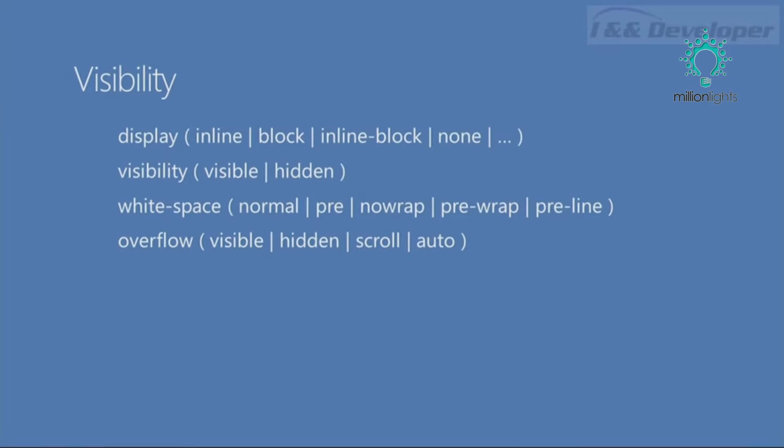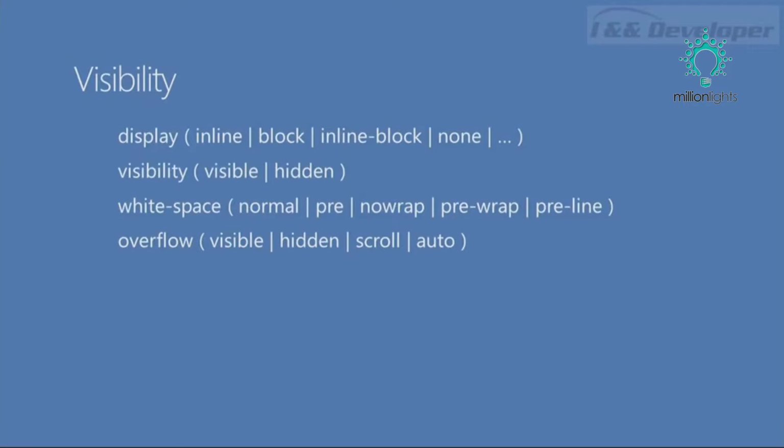Finally, we've got control over the visibility of all of these boxes on the screen. We've got display, which is going to control whether things appear or not, or how they actually behave when they appear. Visibility can hide things, but actually keep a placeholder for them. White space can determine how the white space inside of our div is treated. So if we, for instance, want to put some code in there, so when we say carriage return, space, space, space, we want that to matter, then we can turn on white space recognition as opposed to the default, which ignores it all.